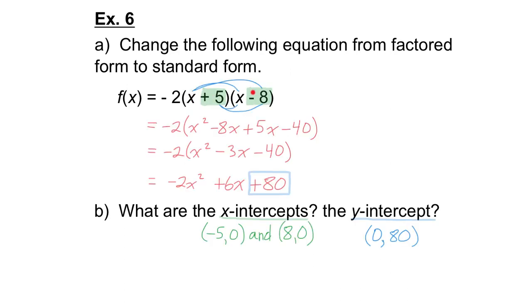When we expand and simplify, we end up with this, negative 2x squared plus 6x plus 80. This is the standard form. Because I started with factored form, that tells me what the x-intercepts are. Remember the signs switch, so plus 5 in the equation means you have an x-intercept of negative 5, and this one would be an x-intercept of positive 8. The y-intercept, you get that from the standard form. The constant number is 80, so the y-intercept is 80. And these are the coordinates of your points.